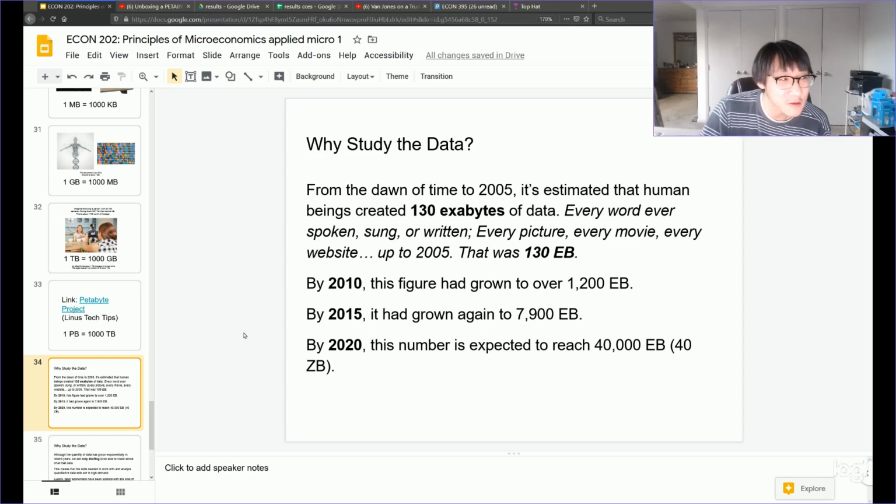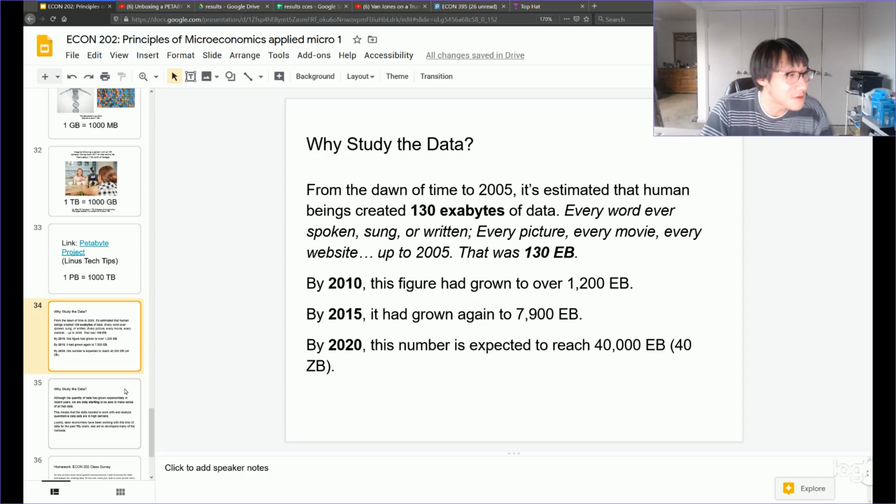And by this year, 2020, this number is expected to reach 40,000 exabytes or 40 zettabytes of data. Okay. And you can imagine why this is, right? Everything that we do these days creates data, right? Every time you click on a link on a web page, every time you participate in social media, all of that stuff is recorded. All of that stuff is data. It's almost as if going through our daily lives, we generate a trail or an exhaust plume of data.